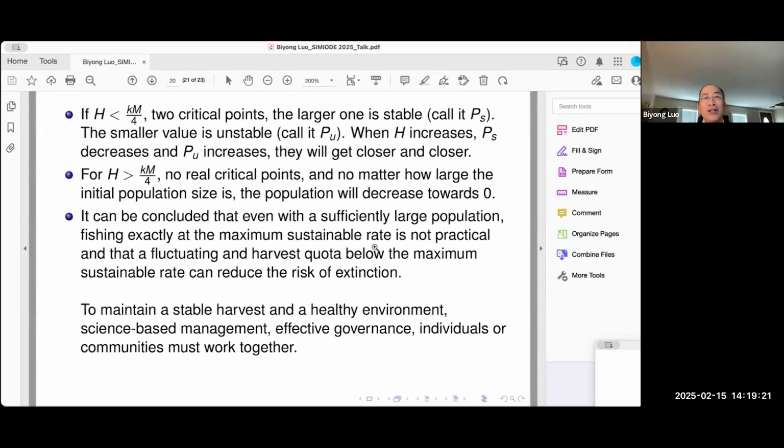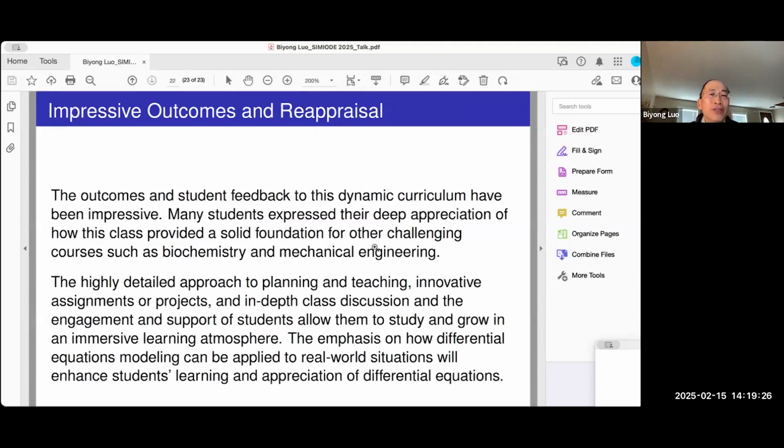The last one is the outcome and the course evaluation. The outcome of students' feedback on this course is very impressive. Many students even expressed deep appreciation of the class, how the class provides a solid foundation for their future studies, for their other courses, or even for graduate school.